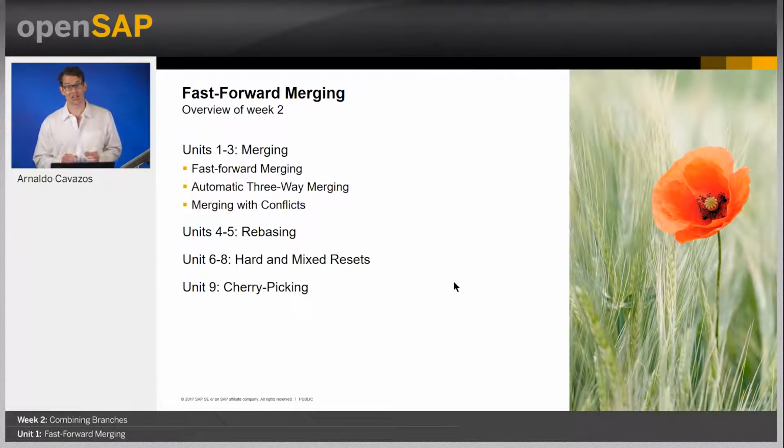In week 9, we will cover cherry picking, which is a really simple Git tool for copying commits. All 9 sessions will feature demos that you can walk through with me, so that everything you learned this week will be hands-on and not merely theoretical. So let's dive right into fast-forward merging, shall we?